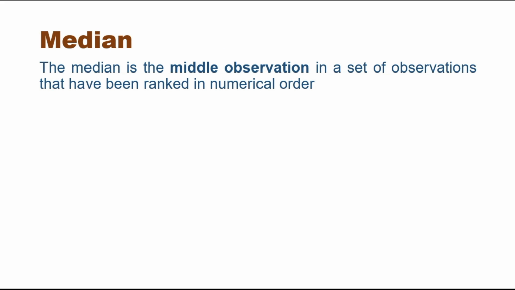The next measure of central tendency is median. The median is the middle observation in a set of observations that have been ranked in numerical order. So when we have to calculate median, we have to first arrange our data set into ascending or descending order, and then we have to pick up the central value. That will be the median.